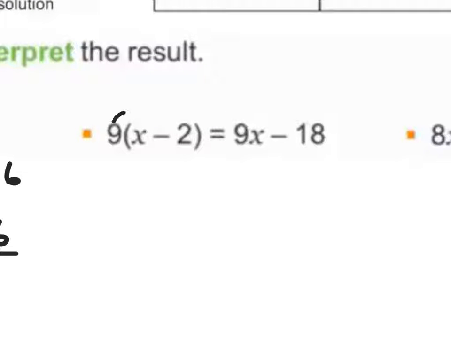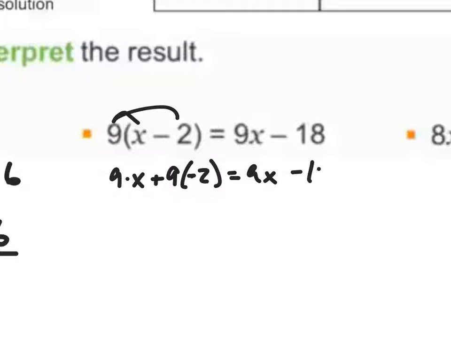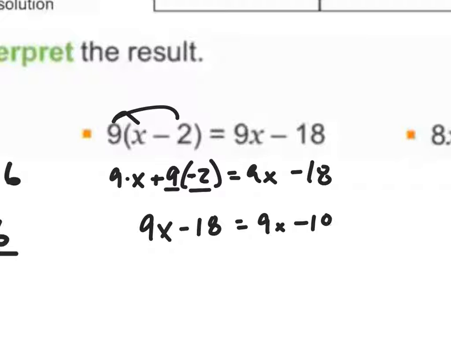So let's take a look at 9 times (x minus 2) equals 9x minus 18. So I'm going to do 9 times x plus 9 times negative 2, and that's going to equal 9x minus 18. Now, 9 times negative 2 gives me negative 18. So look what I've got: 9x minus 18 is equal to 9x minus 18.